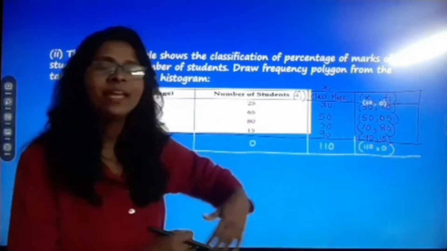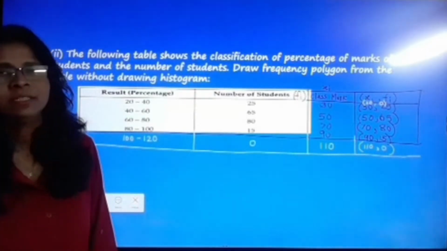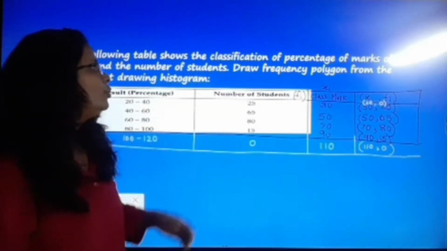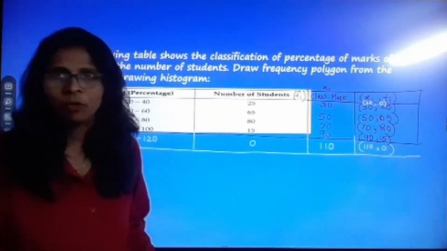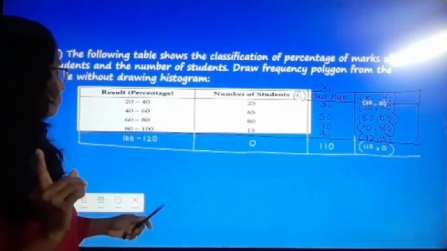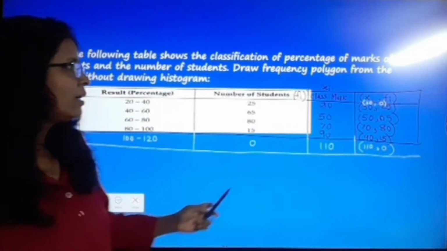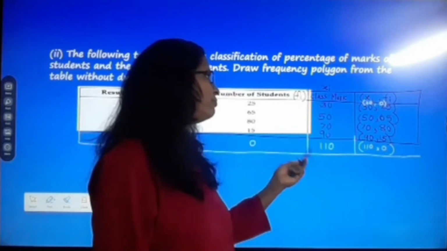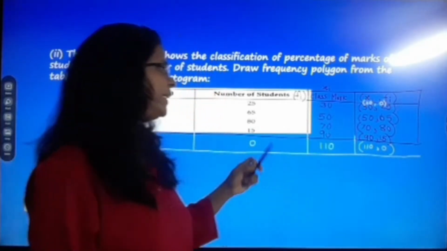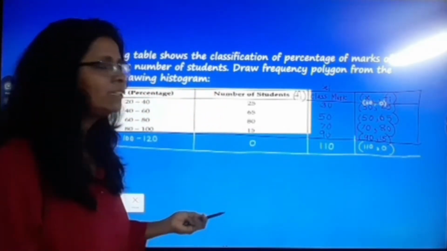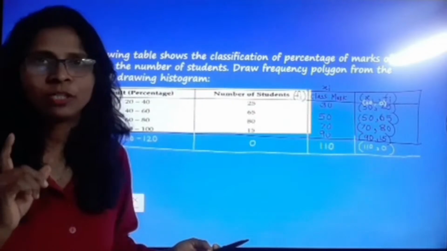Then come to the next part, that is, draw the frequency polygon. Students, remember the coordinates: 10, 0; 30, 25; 50, 65; 70, 80; 90, 50; 110, 0. So these are the coordinates.